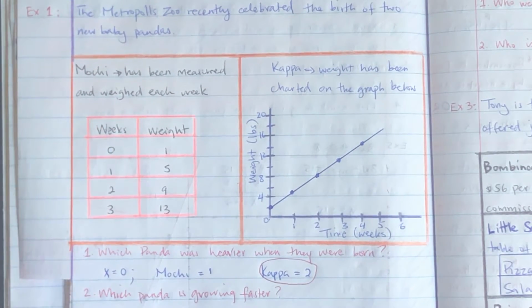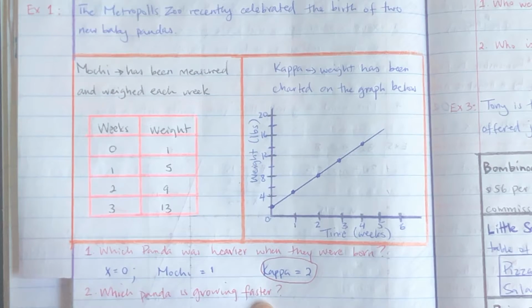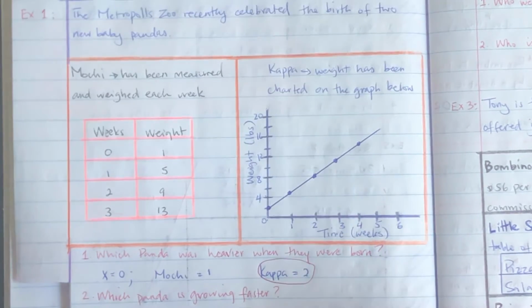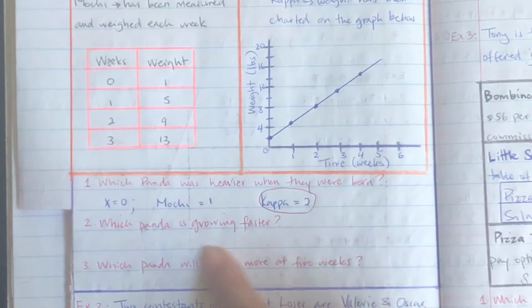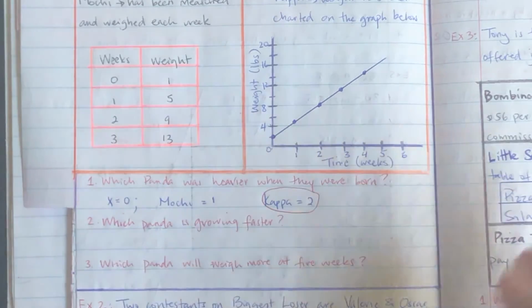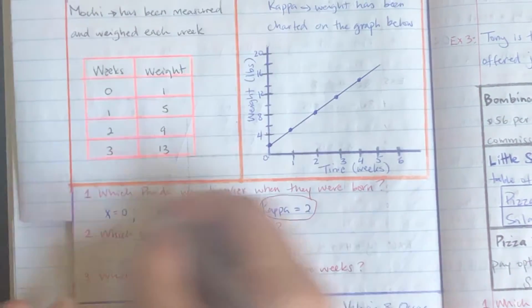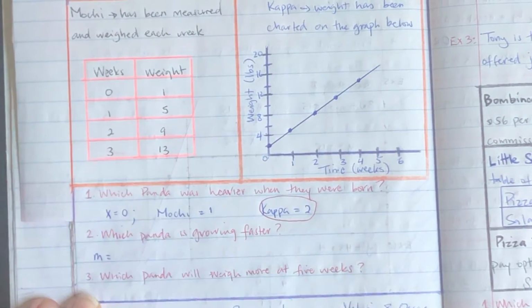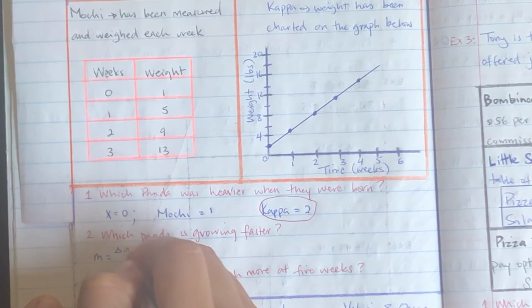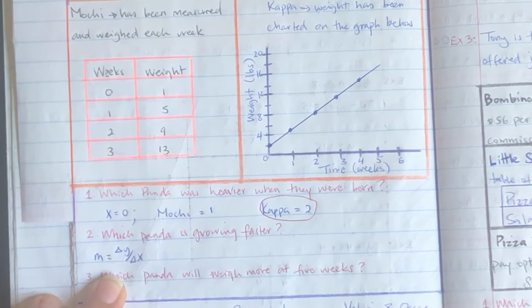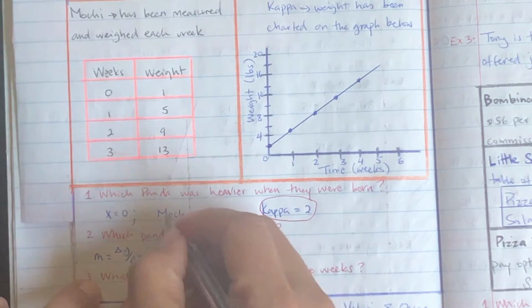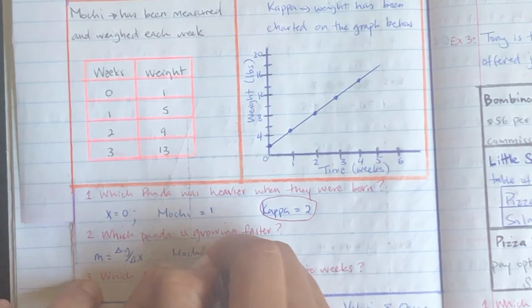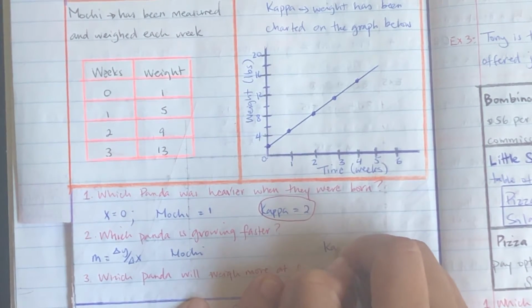Okay. Which panda is growing faster? Now, the speed of growth or the change, remember, is what? Let's say how something is changing or growing. You're talking about your slope. So you're looking for your m, which remember is change in y over change in x. So for Mochi, and I'll put Kappa all the way over here for Kappa.